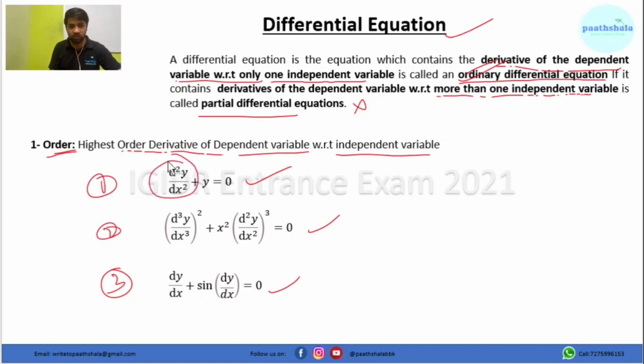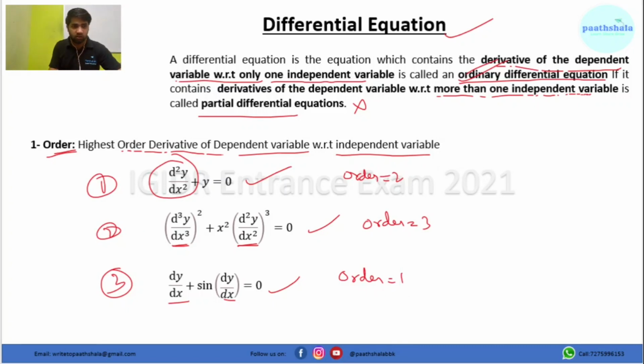So in this first equation, there is only one differential coefficient present, that is d2y by dx2, and it is of order 2. So in this equation the order will be 2. Okay, and in the next example, there are two differential coefficients present, one is d2y by dx2, another is d3y by dx3. So the highest order is d3y by dx3, so in this case the order will be 3. Okay, now let's talk about the third example. Here there are two differential coefficients and both are of the same order, that is 1. So in this case the order will be 1.